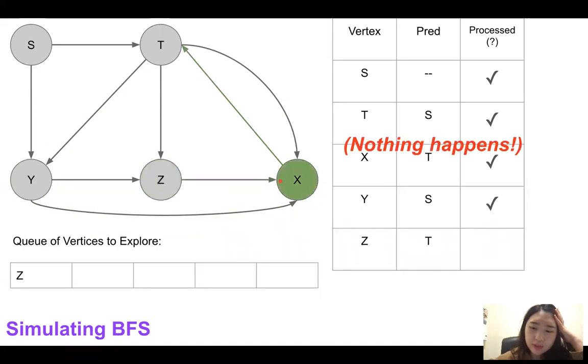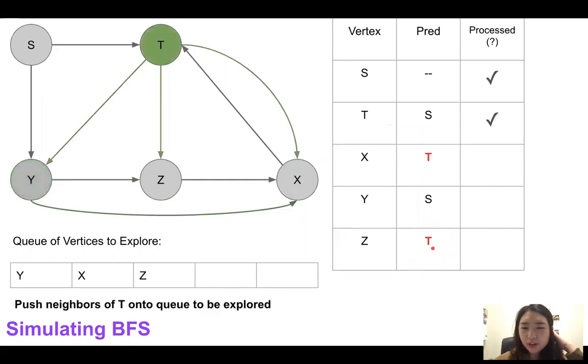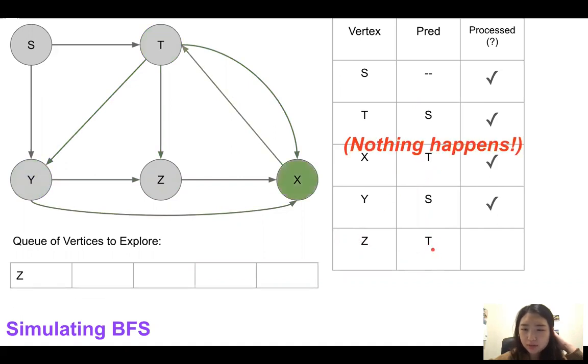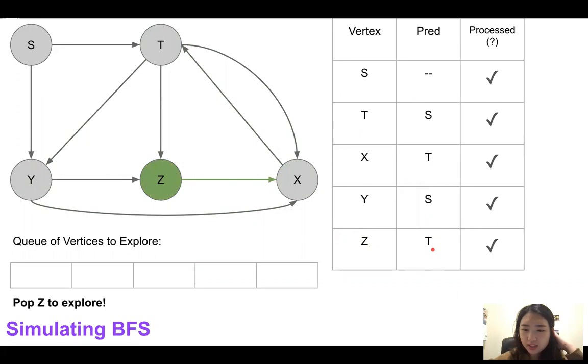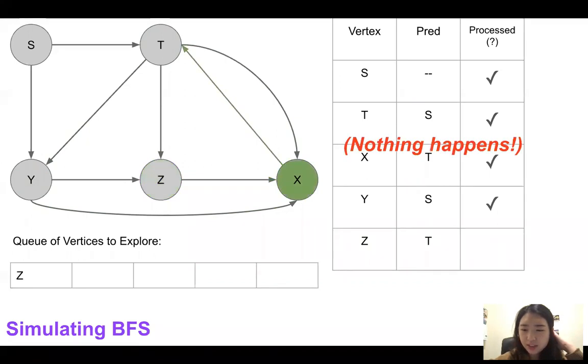Now we know that Z was previously pointed to by T. We already had its predecessor from T, from pretty long ago, when we had T and updated X and Z. So we don't update them at all. Right. Then now everything has been processed.